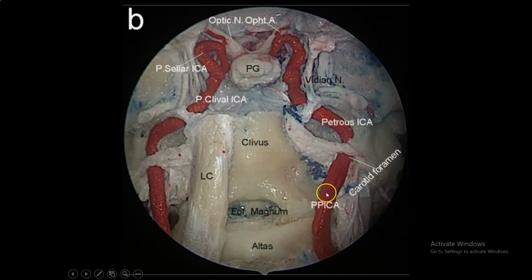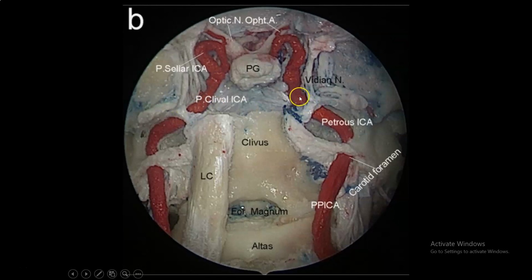All you should know here is that the petrous carotid goes from lateral to medial, and it is just lateral, hugging the clivus upper third, and then continues. Here is the posterior loop, here is the lateral loop, which is medial to the Gasserian ganglion, and here is the Vidian nerve. You see the Vidian nerve? Here is the Vidian nerve.